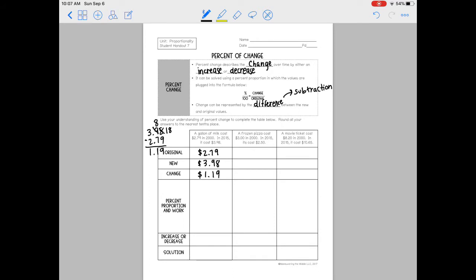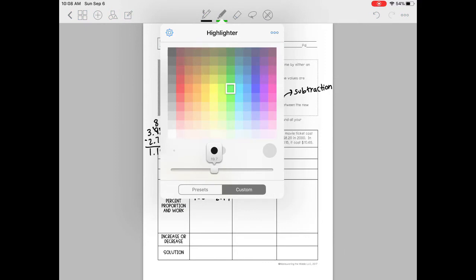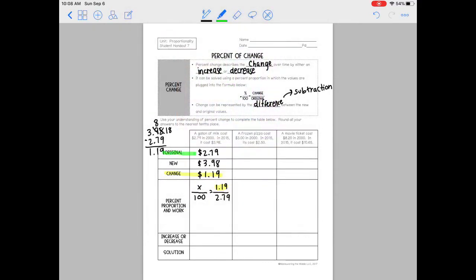So now I'm going to set up my percent proportion and work through it. My percent, I don't know it yet, so I'm going to use X as my variable. That's my unknown, and it's going to be out of 100 like we showed up here. And this is equal to change divided by the original. So how much did it change? Well, it changed by $1.19, and the original was $2.79. I'm going to highlight so you can see. Change is here, and we put it here. And for green, we'll use this for original. The original is $2.79. We put that here.